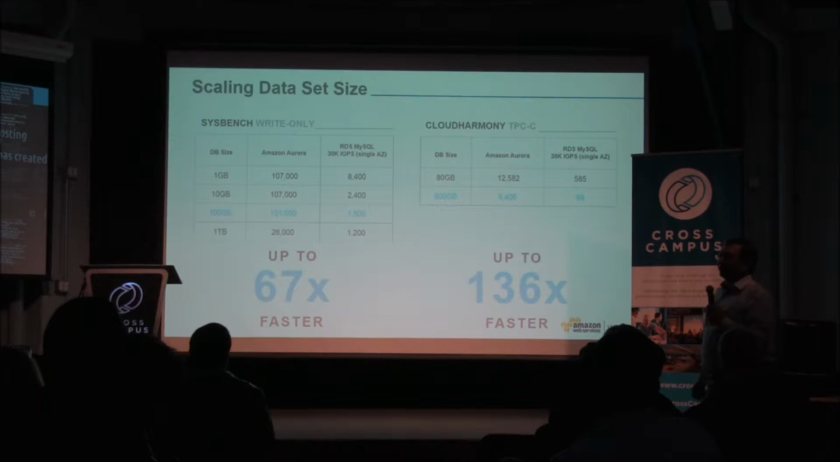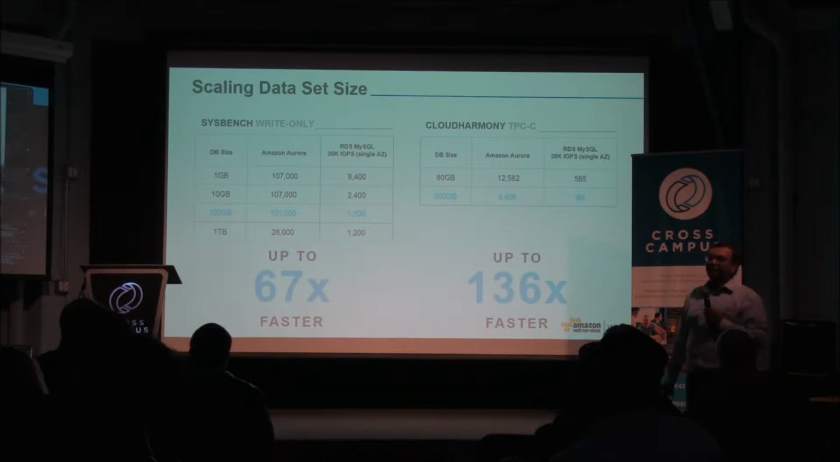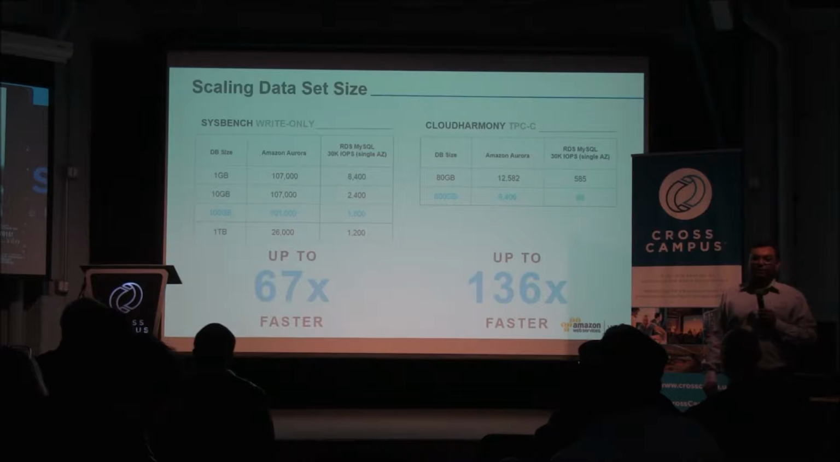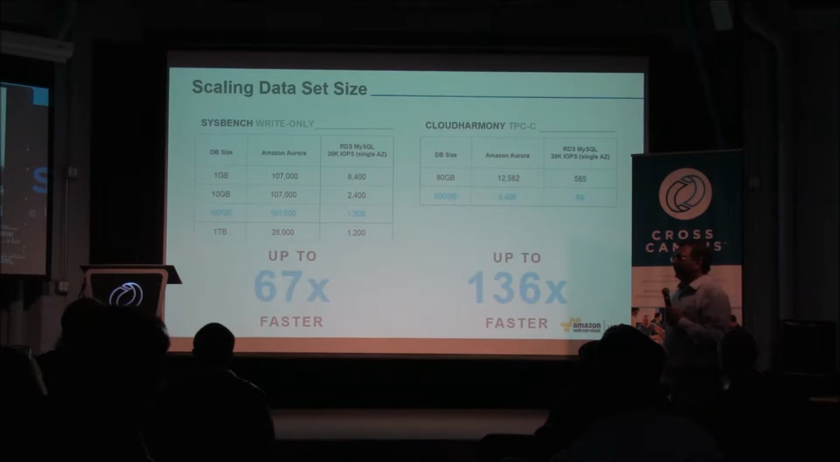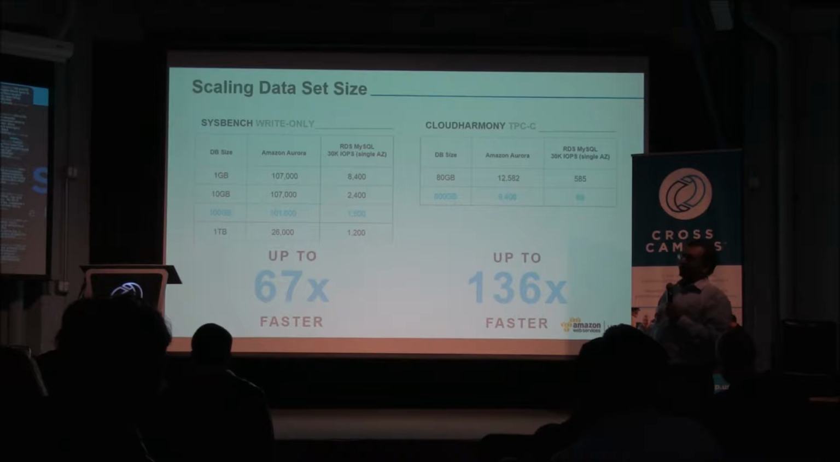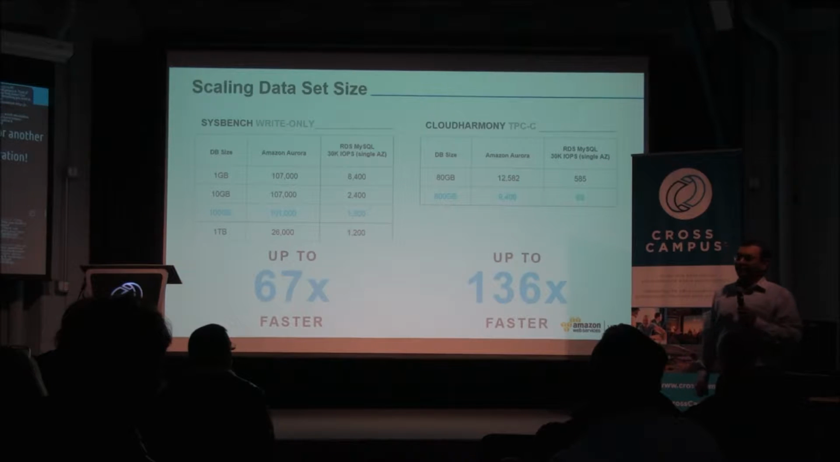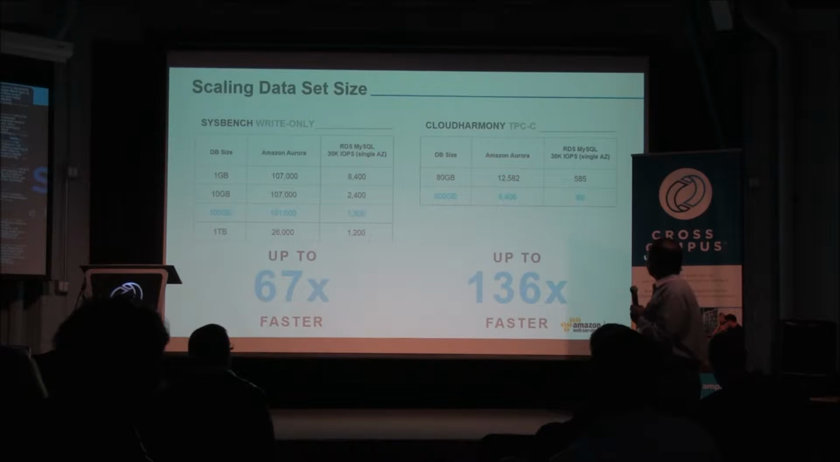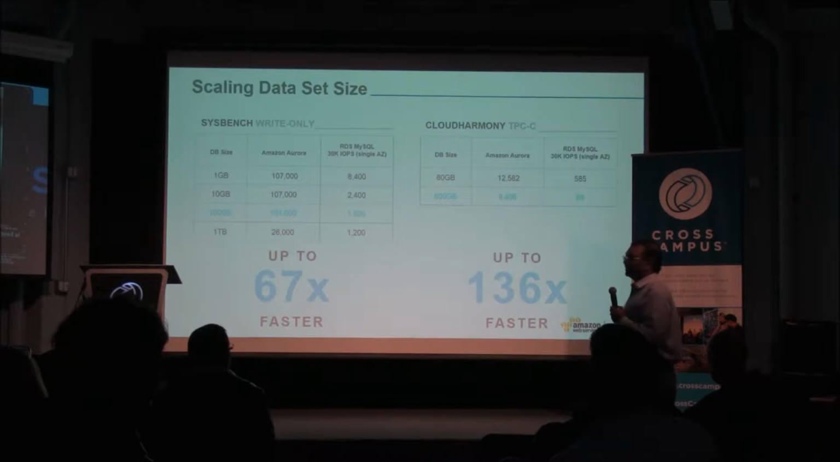And we tried a different benchmark, Cloud Harmony TPCC, which is very close to the TPCC benchmark that you get from the TPC organization. Unfortunately, you cannot run that, so you use something different because TPC does not recognize benchmarks on the cloud. And here, if you look at the number, it's even higher, it's 136x.